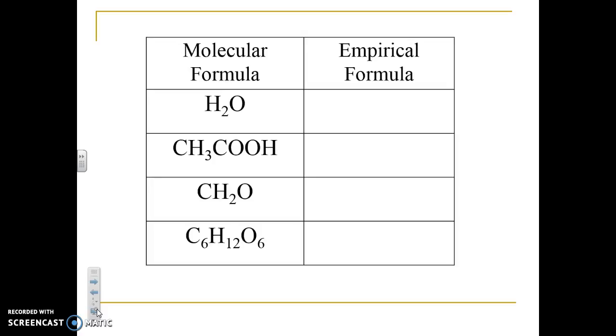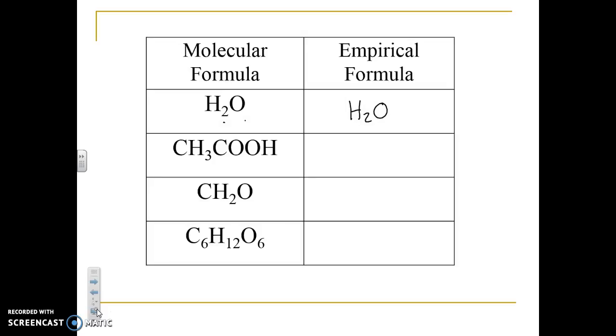So here I've given you the molecular formula, and we're going to figure out what the empirical formula is from that. Remember, the empirical formula is the lowest whole number ratio of the atoms. So if we look at the first one, H2O, we see that we have a 2 to 1 ratio. Since that can no longer be simplified, our empirical formula would just be the same, H2O.